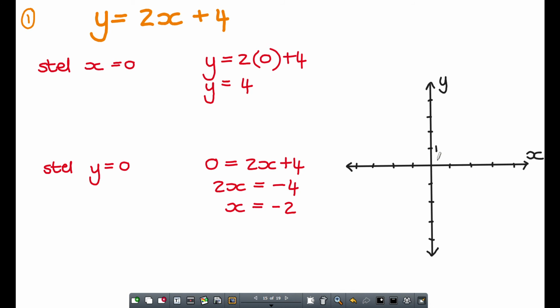Ek wil net gou vir jou mooi skryf. -1, -2, -3, -4. Julle het mos al hierdie gedoen, né? So ek praat nou nie weer deur nie. Jy het dit almal in graad 8 en 9 gedoen. Okay, right. So we know it's going to cut through where y is 4. En ek weet hy gaan my x-as sny by -2.